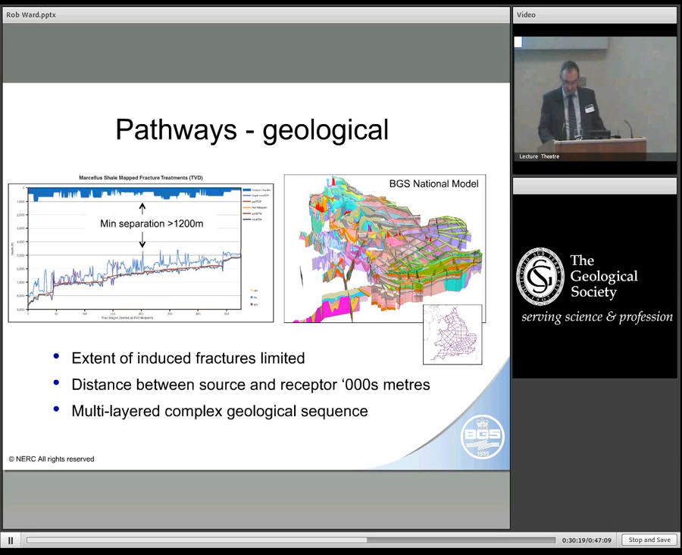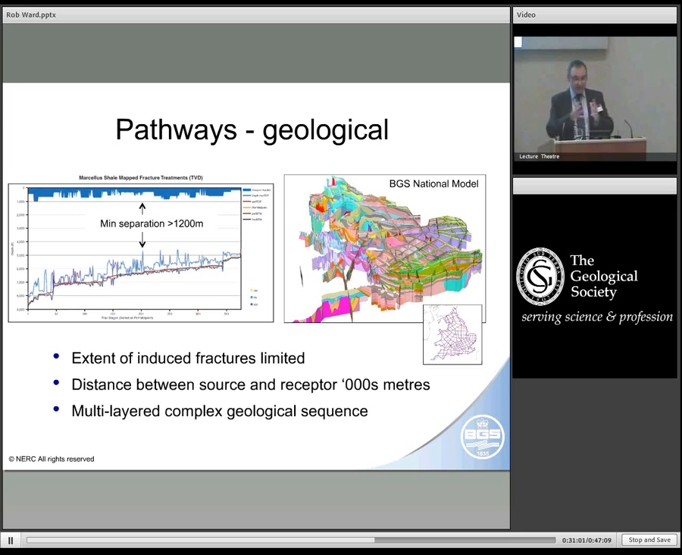So just looking at the pathways from a geological perspective, the graph on the left we've already seen, so I don't need to describe that, but that plot is from bringing together all of the available information on the Marcellus Shale and the fracture generation associated with that, and the depth of the overlying aquifers. This plot shows that the distance between the top of the highest fracture and the aquifer is around 1,200 metres, quite a considerable distance. This information has been collected in the States, and there's quite a lot of information, as we saw earlier, on that. What about the UK?